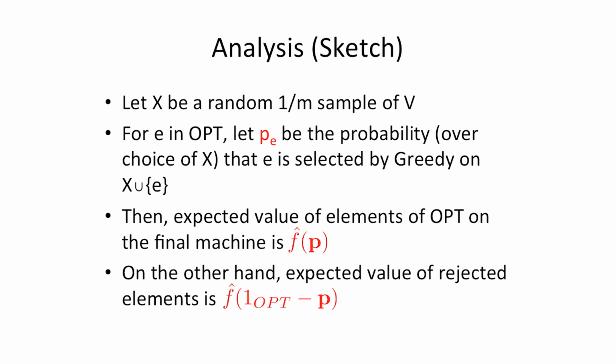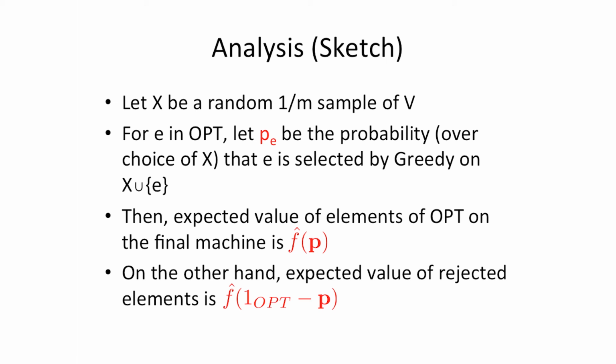So let's consider a random sample of the ground set. Each of the machines receives a 1/m sample, meaning that each element is there with probability 1/m, independently of all of the other elements. So now the key insight to formalize the previous intuition is to define the following very natural probabilities for elements of opt. I'll let P_e be the probability over a random sample X that the element e is selected by greedy on top of X. So I have X and this element, and P_e is the probability that greedy will pick e.